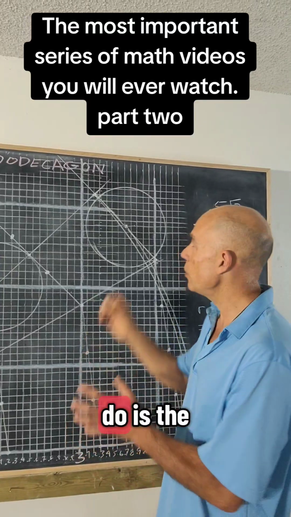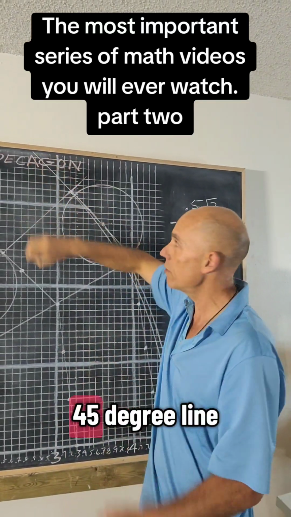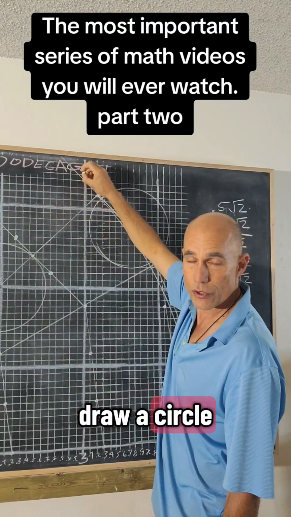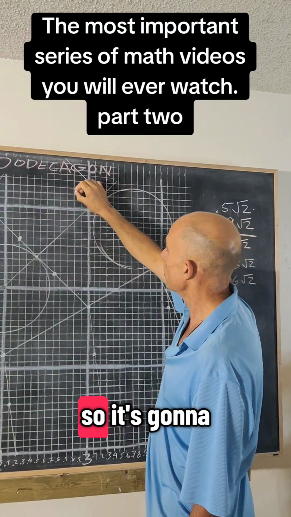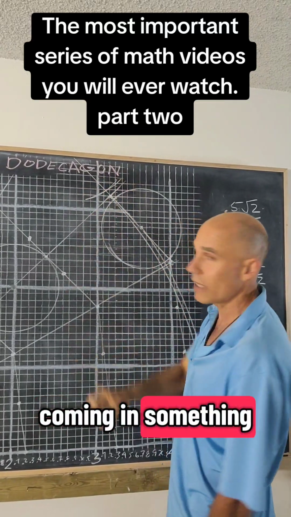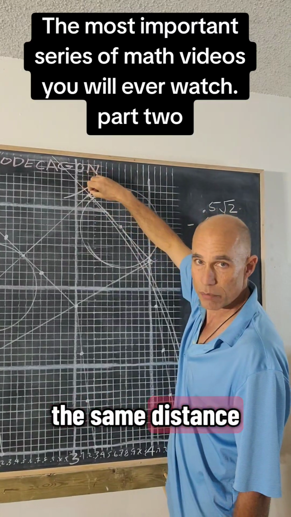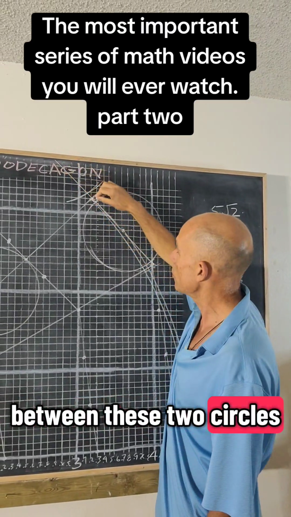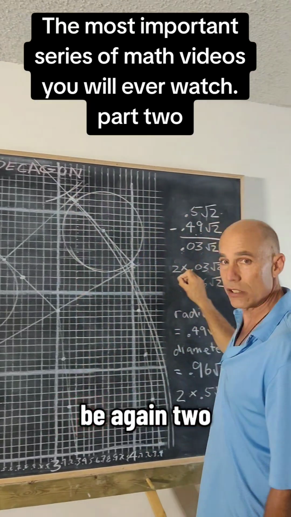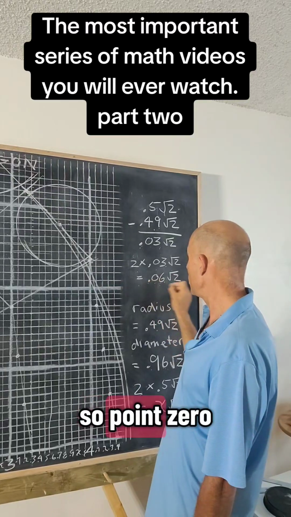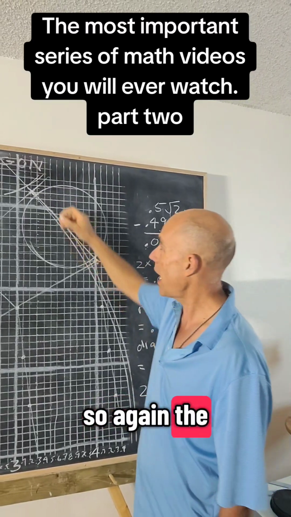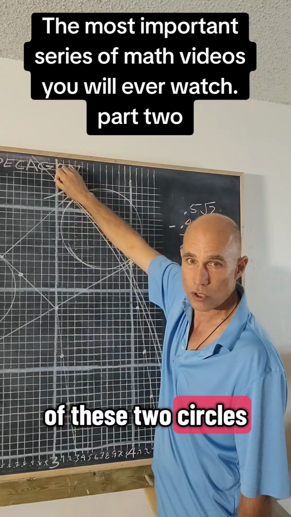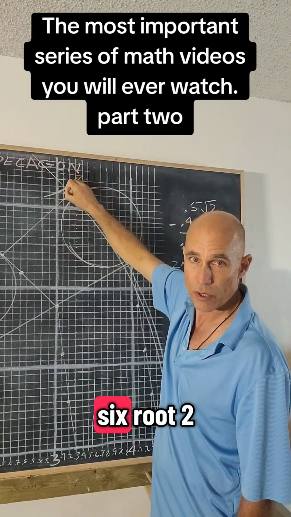Okay, so the next thing that we do is the same process on the other side of the 45-degree line. We go along the distance of 0.5 root 2, draw a circle with the radius of 0.49 root 2. So it's going to be, kind of coming in something like that. It's going to have the same distance of 0.03 to our 45-degree line. So the distance between these two circles, this distance right here, is going to be, again, 2 times 0.03, so 0.06 root 2. So again, the gap between these two circles, or the distance between the circumferences of these two circles, is going to be 0.06 root 2.